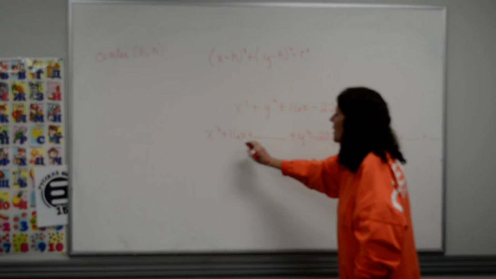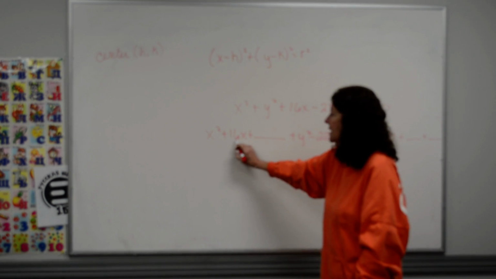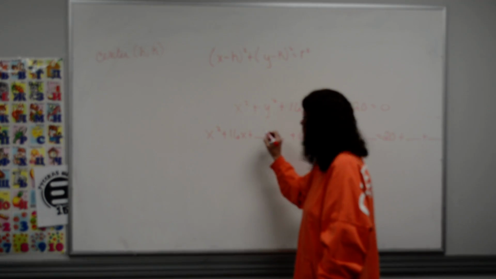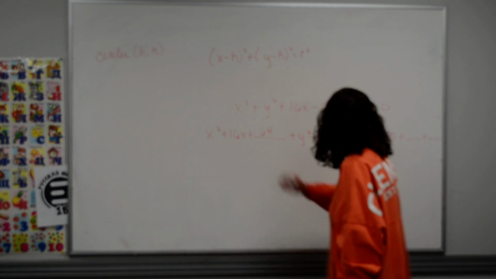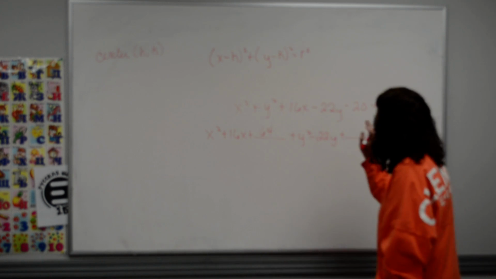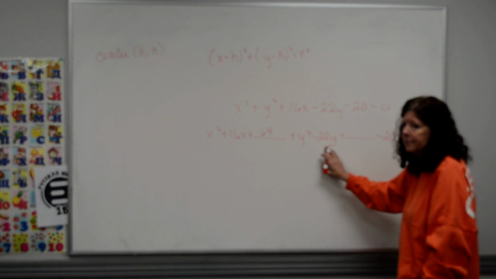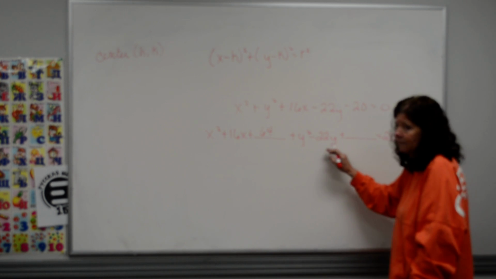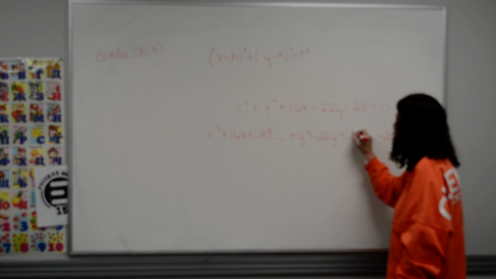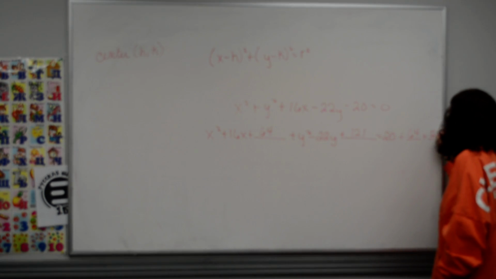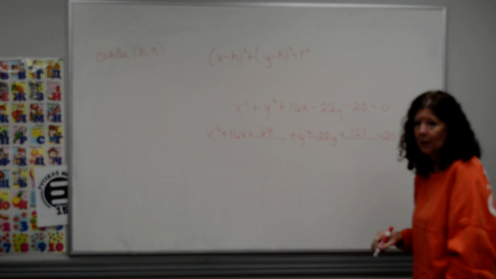So, thinking about completing the square, what's half of 16? 8. What's 8 squared? 64. If I add a 64 there, I've got to add a 64 there. Half of 22. 11. 11 squared? 121, that's right, good. So if I added a 121 there, I'm gonna add a 121 there, okay?